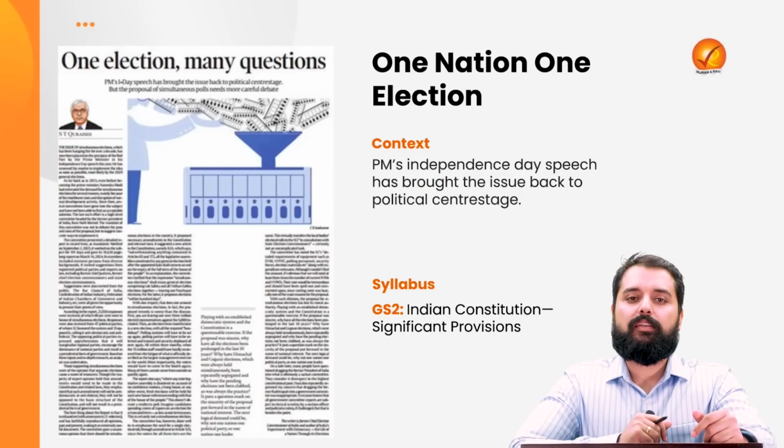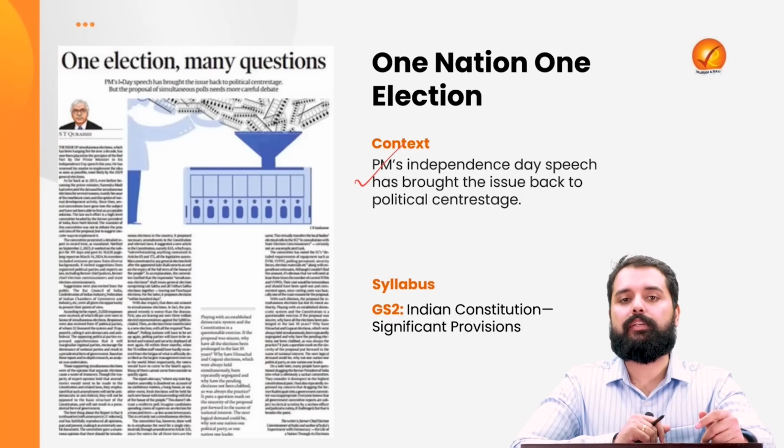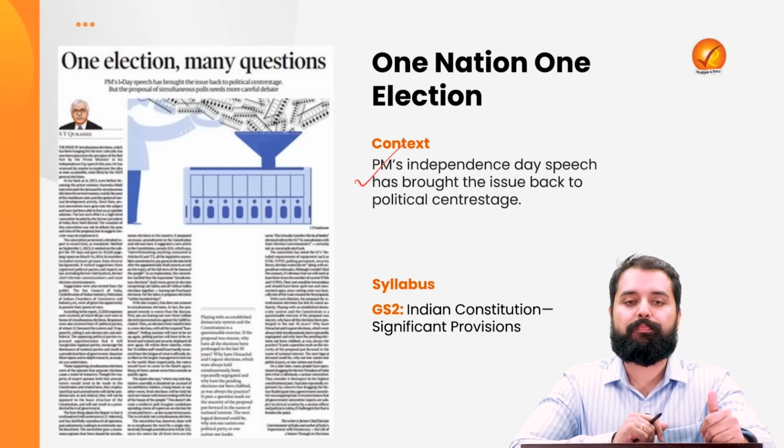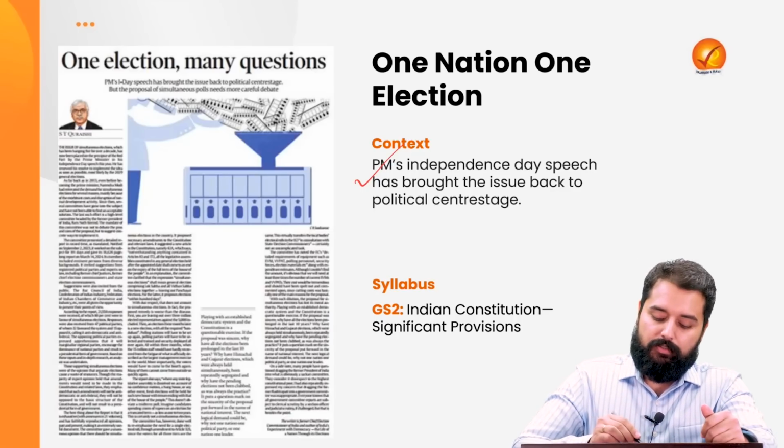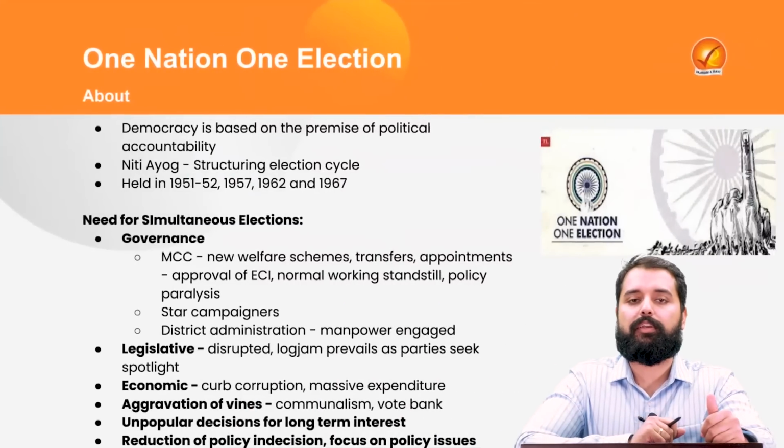Now, the first article is related to One Nation, One Election. The context behind it is that the Prime Minister in his Independence Day speech again called for simultaneous elections in India, and this issue has been brought back to the political center stage. So we will discuss the need for simultaneous elections in India, as well as what are the challenges associated with it and how can we implement it. This is important in GS2 under the topic Indian Constitution and its significant provisions.